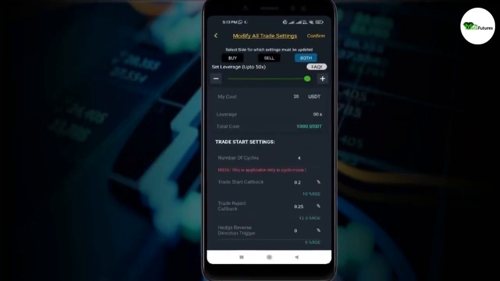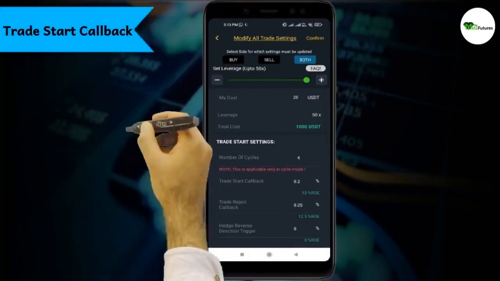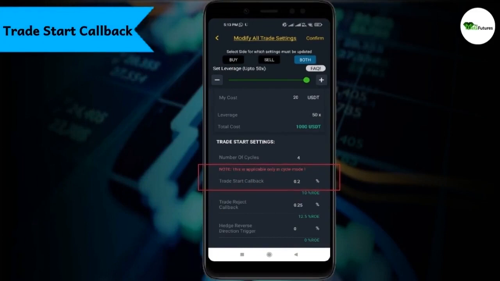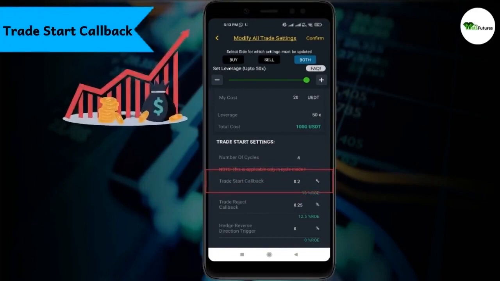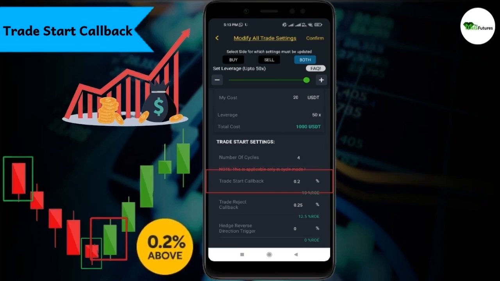Next is the trade start callback. Trade start callback is used to get the maximum or minimum possible price to start the bot. Suppose you have placed an order that the market will go up, but to generate maximum profit the bot will not place an order here; it will wait for the market to go down as much as possible to get the lowest value to start the trade. As I have entered a 0.2% value in trade start callback, whenever the market goes up by 0.2%, the bot will immediately place an order.